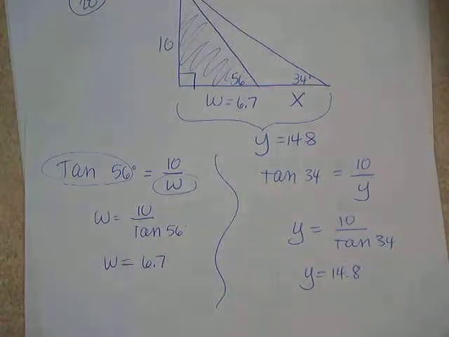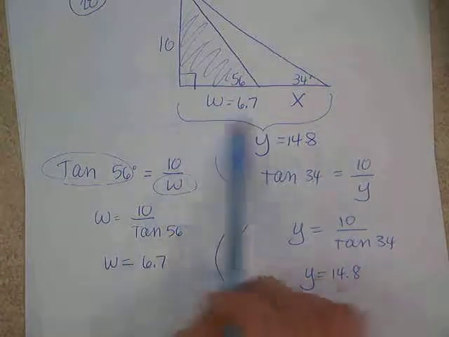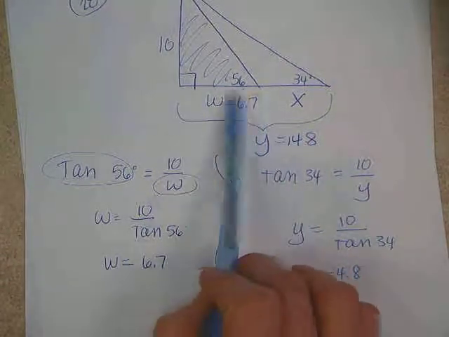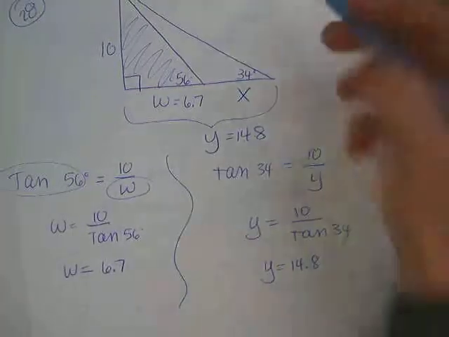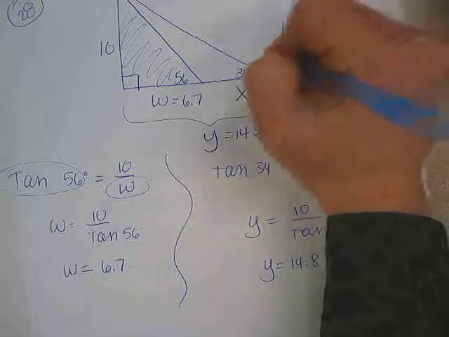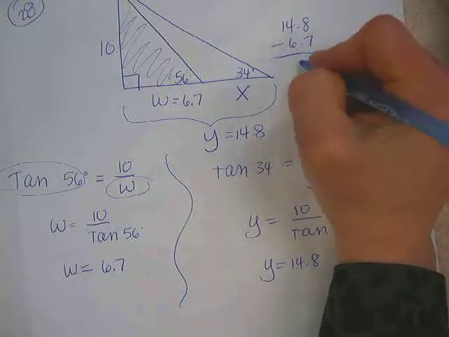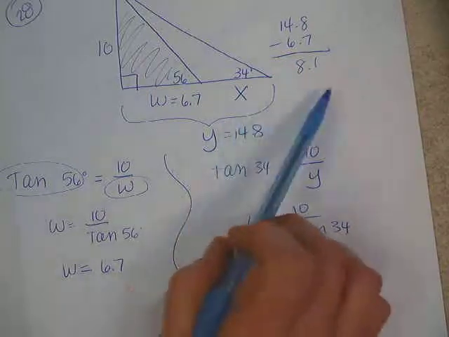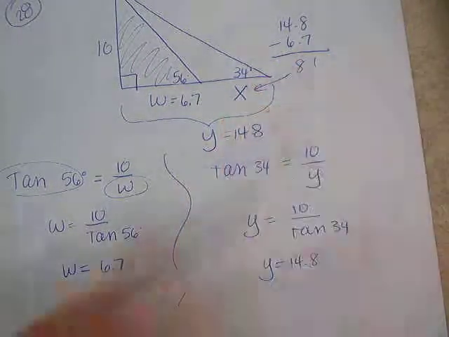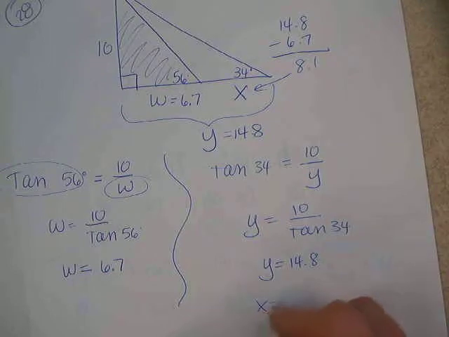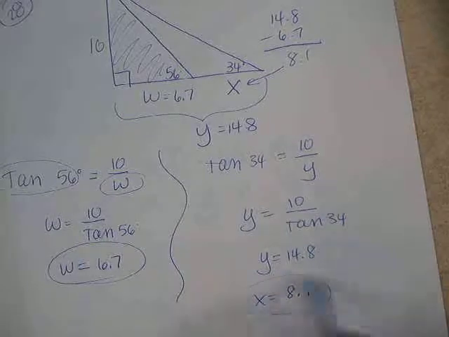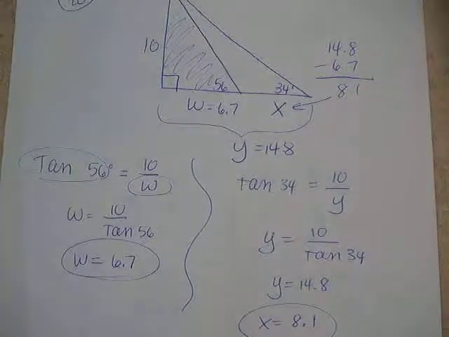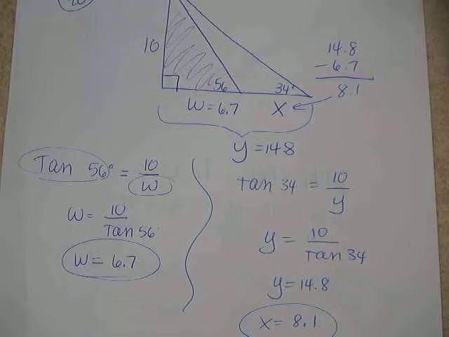Okay, so if y is 14.8, then how do you find x? If all of this is 14.8 and that piece is 6.7, you do 14.8 minus 6.7. Which means x should be 8.1. Okay, so the two pieces that we're actually looking for are w and x.